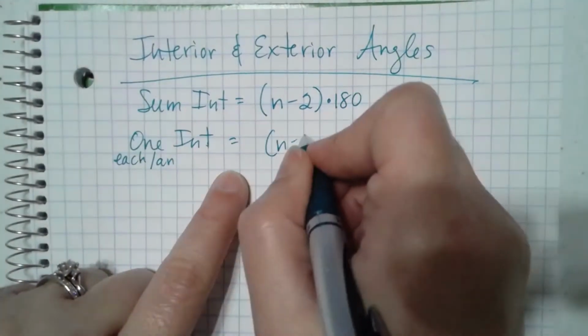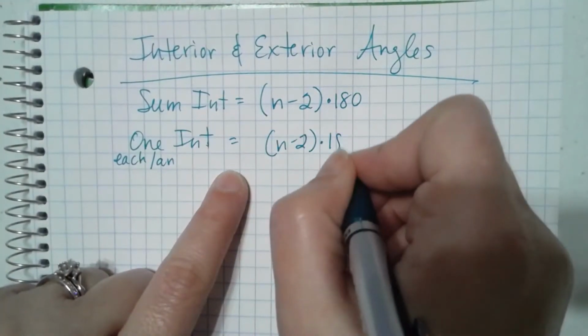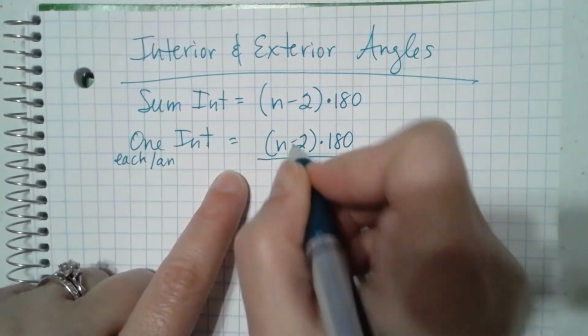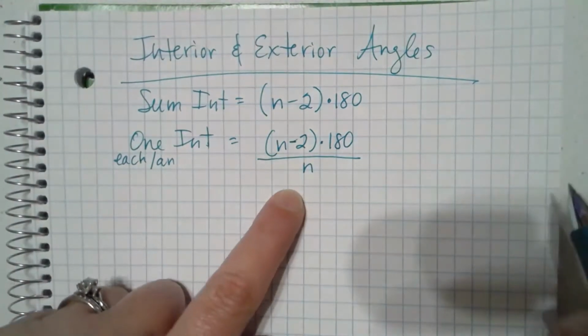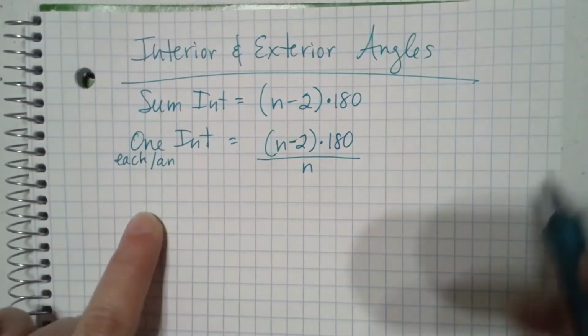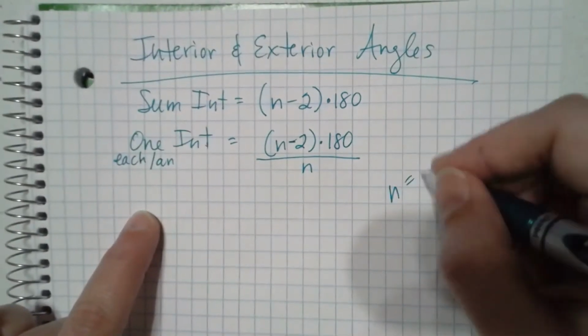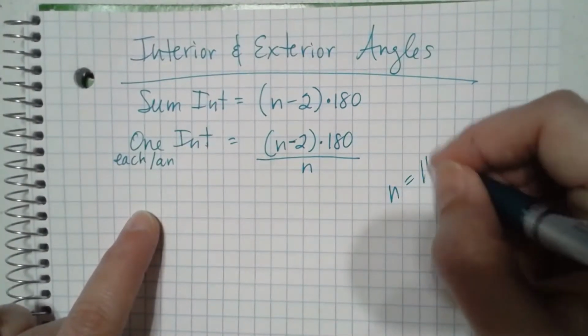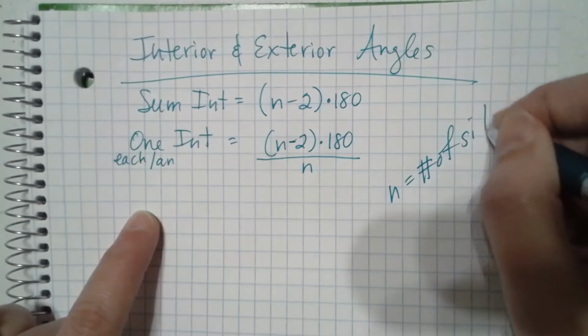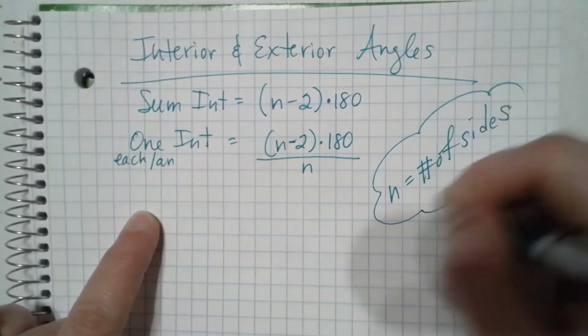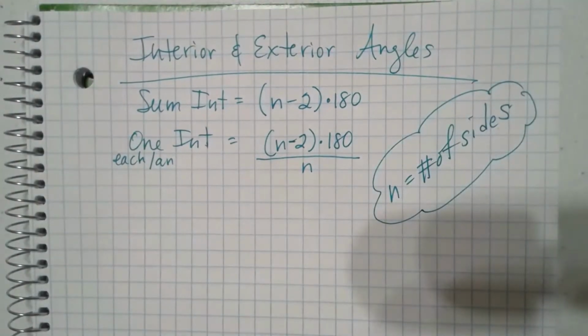Okay, so we're going to take n minus 2 times 180 and we are going to divide it by n. n minus 2 times 180 divided by n. Remember, n is the number of sides on our shape. n is the number of sides that the shape has, a polygon.